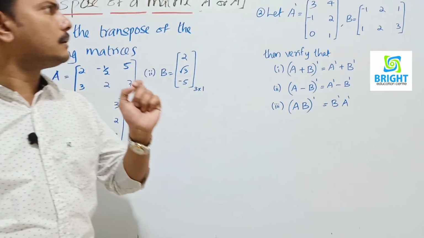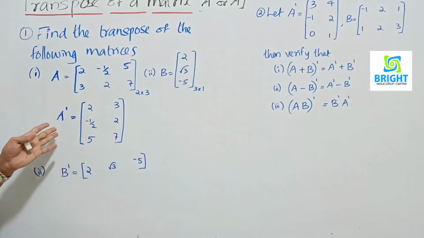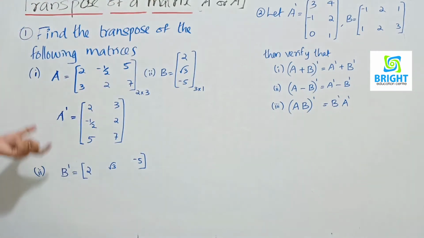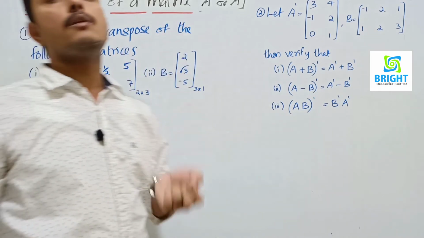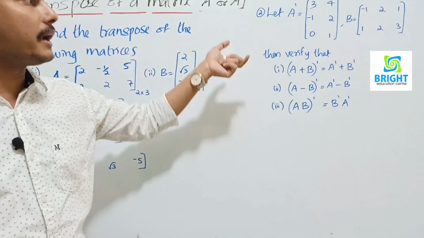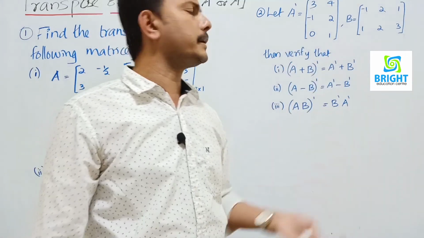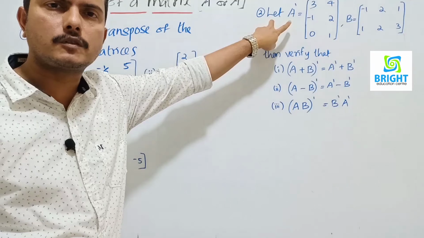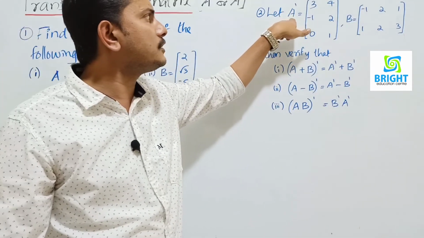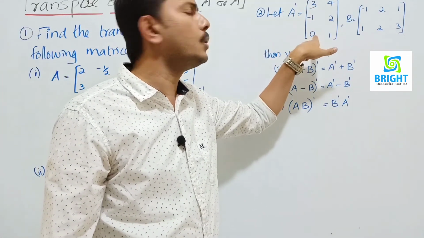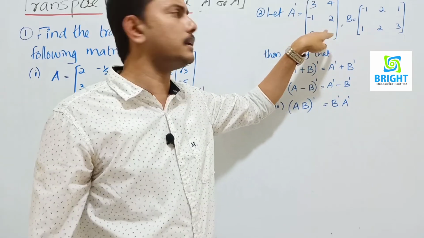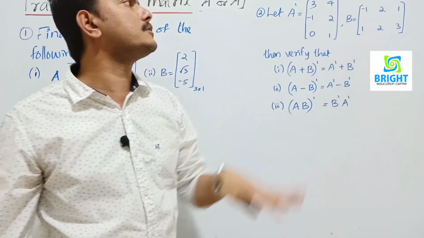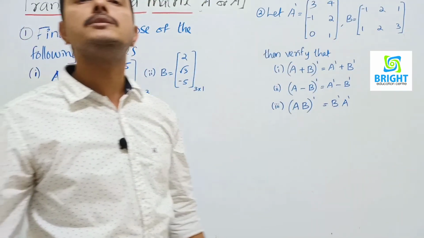Now, is it clear for the first problem for all? You can pause the video to note it down and go to the second example. It is purely related to the properties which we discussed already. So let A dash be equal to, that means the transpose is already given for this one, A dash is equal to 3, 4, minus 1, 2, 0, 1. What is the order of this matrix? It is 3 by 2. And B is already given: minus 1, 2, 1, 1, 2, 3.